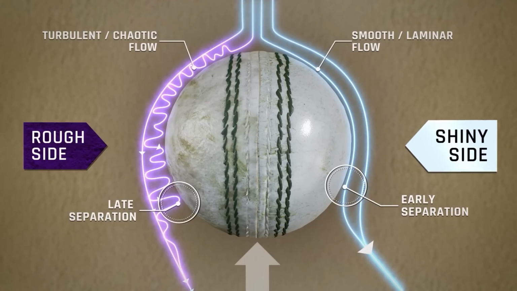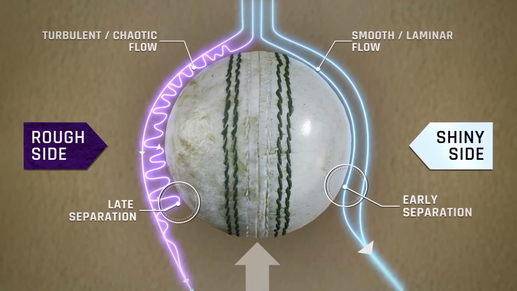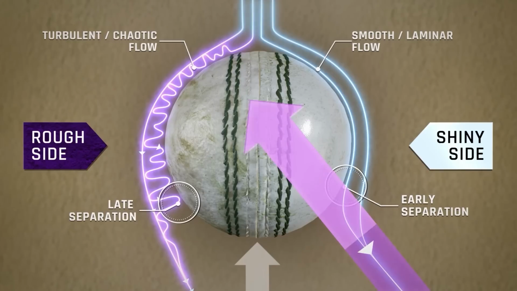When the air on the shiny side leaves the surface of the ball early, the ball experiences a force in the opposite direction, towards the rough side. As a result, the ball swings towards the rough side or away from the right-handed batter.